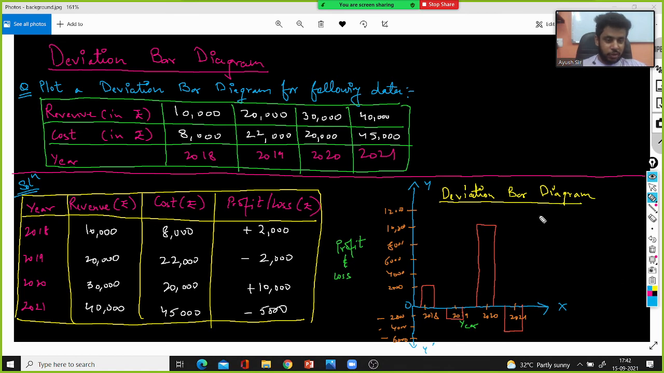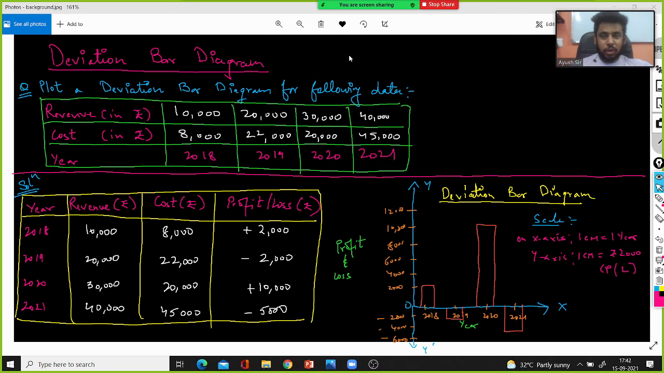Please don't forget to mention the scale also. Scales are like this. On the x-axis, 1 centimeter equals 1 year, and on the y-axis your 1 centimeter will be equal to 2,000 profit or loss. Rupees 2,000. Write down in bracket profit and loss. मैं short में लिख रहा हूँ, आप पूरा लिखना profit or loss. I want all of you to note it down in your registers.